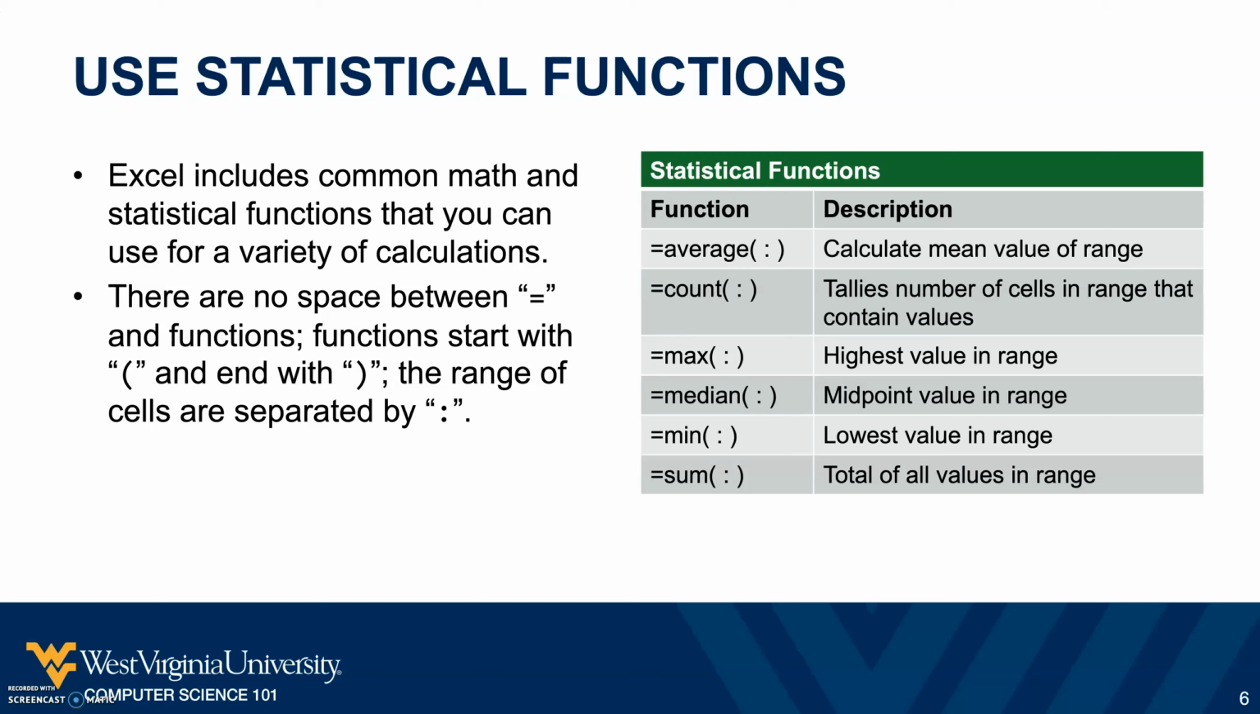Max lets you find the highest number. Median is the midpoint in a range. It's not the same as the average. Min is the lowest value in a range, and sum totals up everything. It's just like a big adding machine for a column.